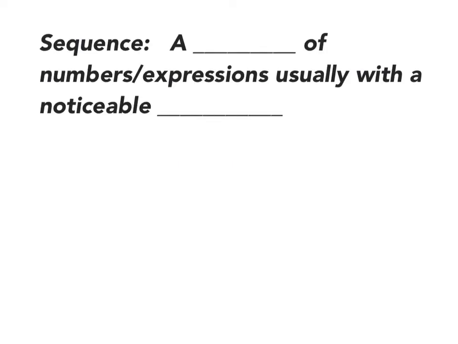So what is a sequence? A sequence is a list of numbers or expressions, either or, usually written with a noticeable pattern.